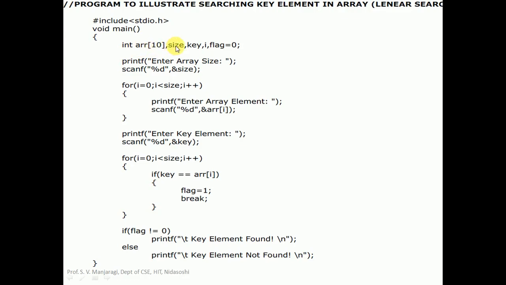Then size, basically how many elements you want to take in the array. Then key, that is the search key. i is the index variable, and there is one flag variable taken, used as an indicator. Whenever the value of flag is 1, it indicates that the key is found. Whenever flag equals 0, it indicates that the key is not found. Initially flag is set to 0, let us assume that initially the key is not found. Later on, whenever the key is found, we will make flag equal to 1.